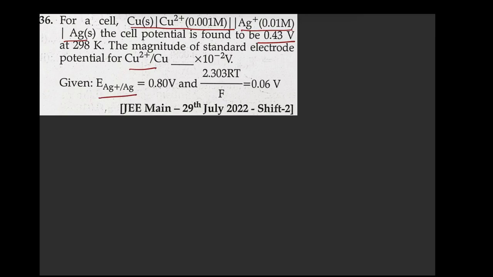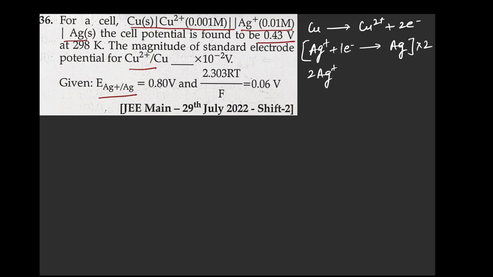Now what is the reaction taking place at the anode? At the anode the reaction taking place is copper changing into copper ion and it is losing 2 electrons. And the reaction at the cathode? At the cathode silver ion is accepting 1 electron and changing into neutral silver atom. Now to make the number of electrons equal at both cathode and anode, multiply this whole equation by 2. So this becomes 2 Ag plus 2 electron forming 2 Ag.